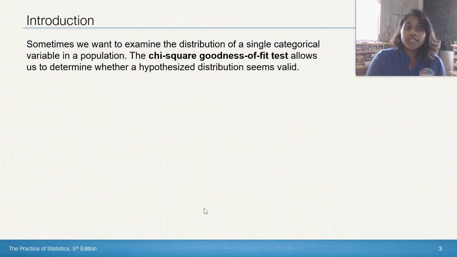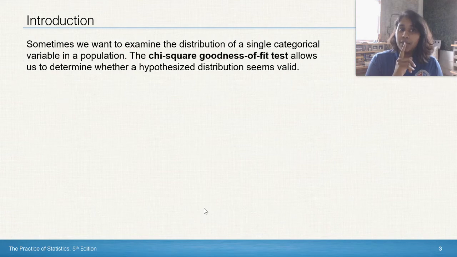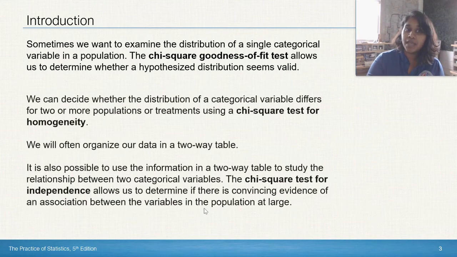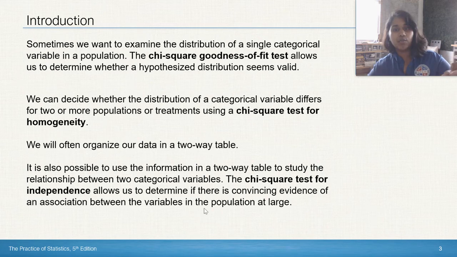Sometimes we want to examine the distribution of a single categorical variable in a population, so we can use the chi-square goodness of fit test to determine whether a hypothesized distribution seems valid. There are two different tests that we've got here. One's called the chi-square test for homogeneity. I can't say that word right now.